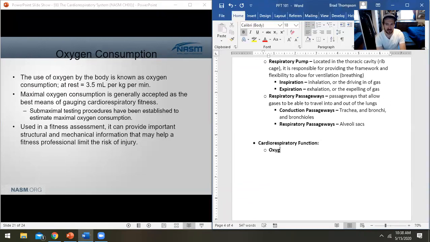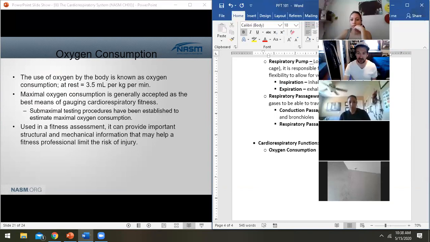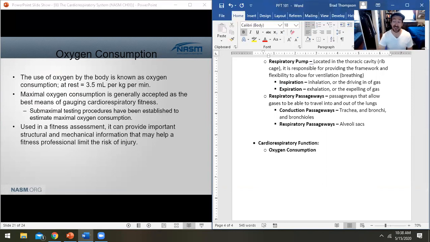This is something that gets a little scary just because this is very numbery. So the average amount of oxygen that the body consumes is going to be 3.5 milliliters of oxygen per kilogram of body weight. So the more you weigh, the more cells you have. The more cells you have, the more oxygen you need. On average, the oxygen consumption for a human at rest is 3.5 milliliters per kilogram of body weight. Now that is at rest.